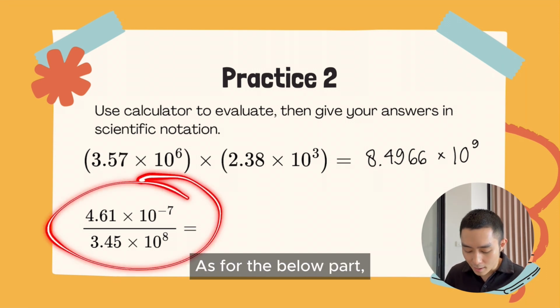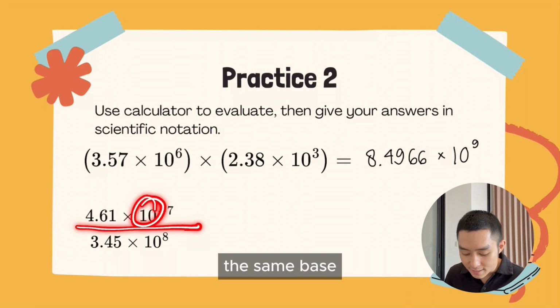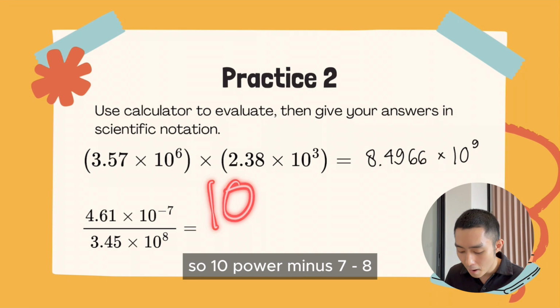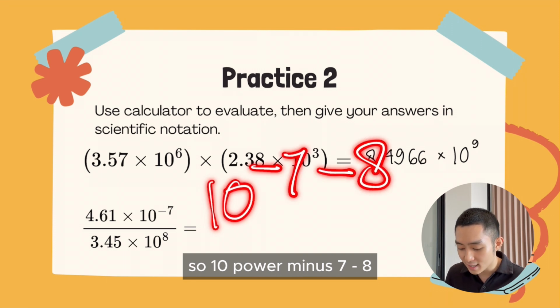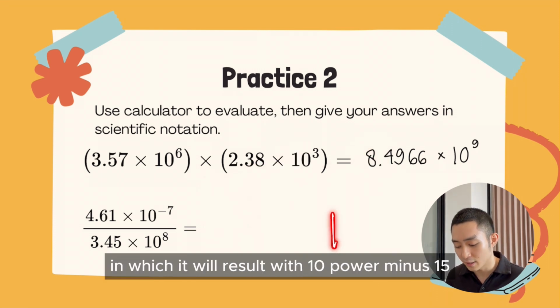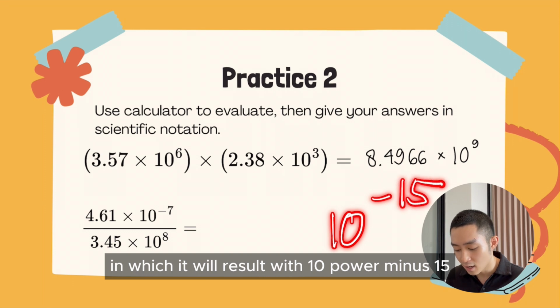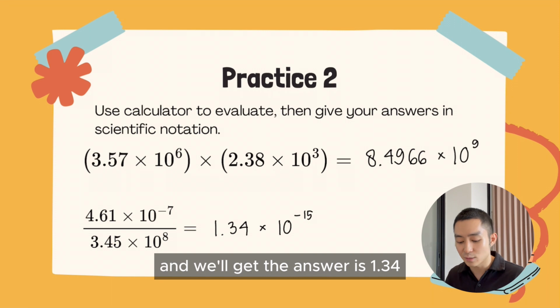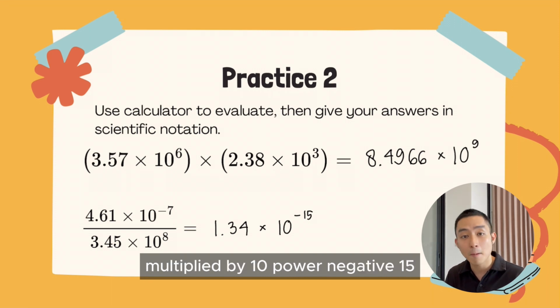As for the below part, because it's a fraction with the same base, the power will be subtracted. So 10 power minus 7 minus 8, which results in 10 power minus 15. So we can just put this into the GDC and we'll get the answer 1.34 multiplied by 10 power negative 15.